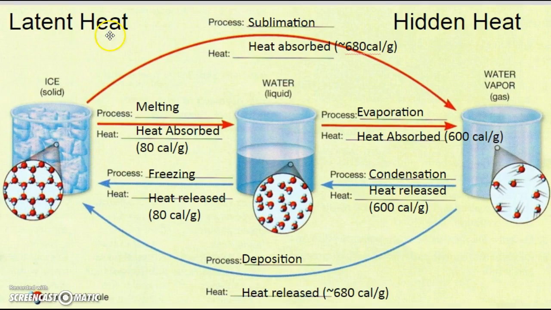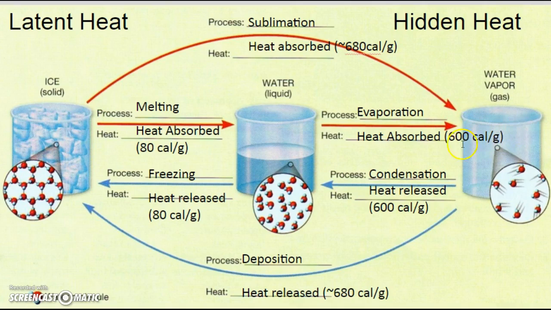So let's look at this picture, latent heat. In order to melt ice, heat must be absorbed: 80 calories per gram of water. And once we get it to the liquid state, if it's going to evaporate, it must absorb another 600 calories per gram. And we can skip the process, and actually go from a solid to a vapor in the process of sublimation. And this is where 680 calories per gram is absorbed. So we can go through these phase changes. We can go from solid to liquid to gas, or we can go from a solid to a gas directly.